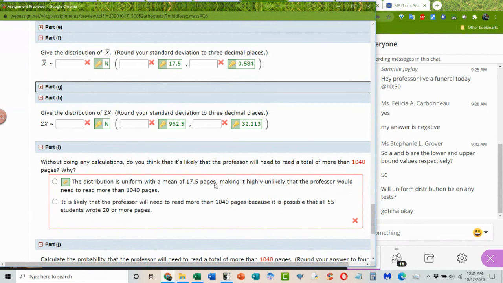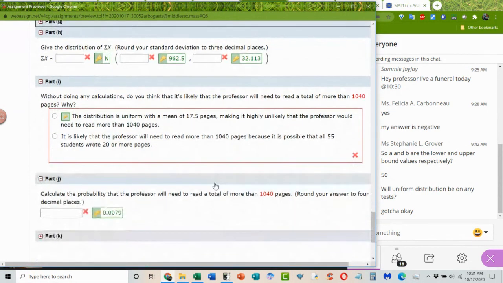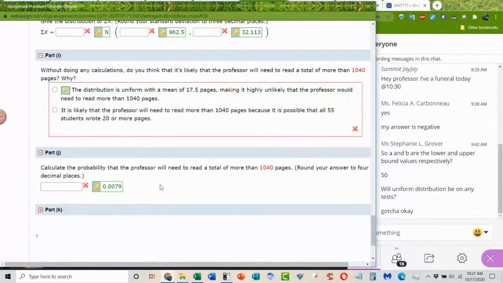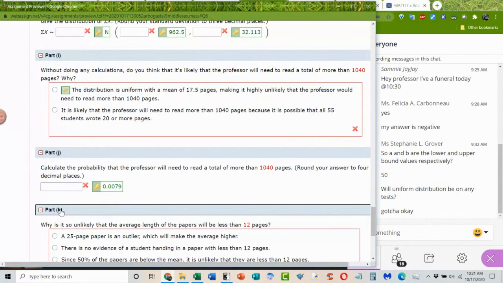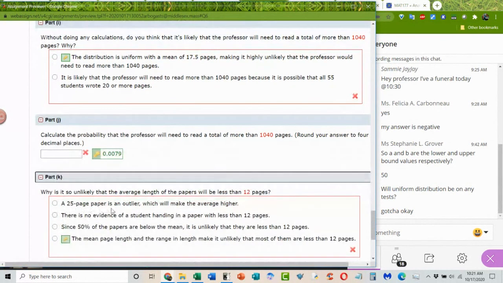And then they want to know, well, why? And so you calculate the probability of getting that, and it's 0.0097, so less than a 1% chance of that occurring. And why is it also unlikely the average length of pages will be less than 12?